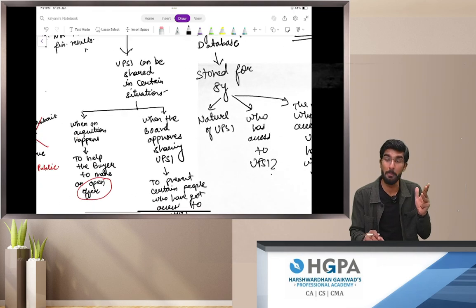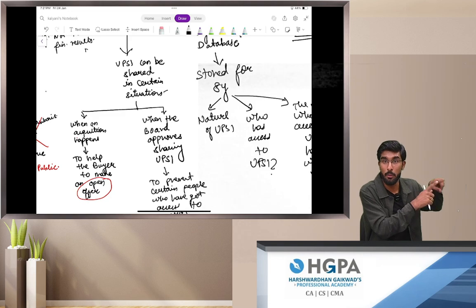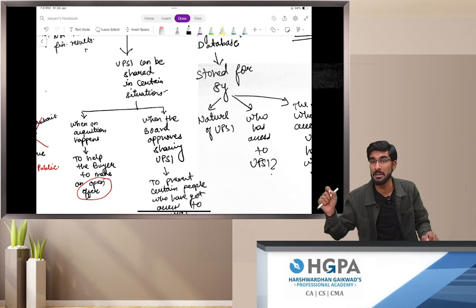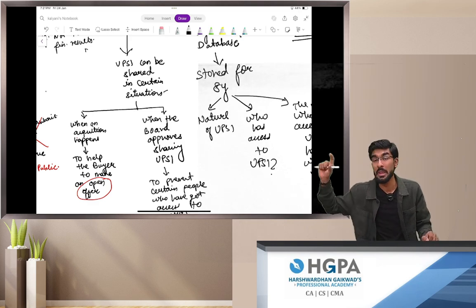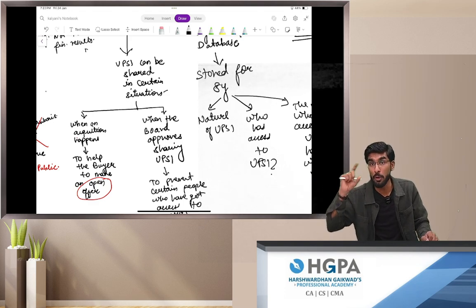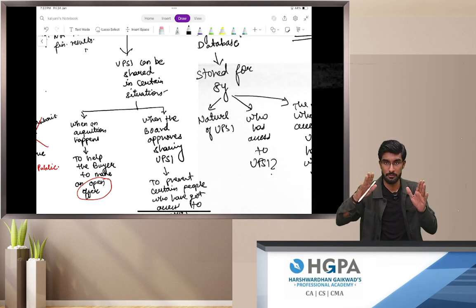Number four is UPSI can be shared in how many conditions? Number one is when acquisition is made during an open offer. Number two, when the board consents that sharing UPSI is required to stop certain categories of people from taking undue advantage of UPSI that the remaining public do not have.